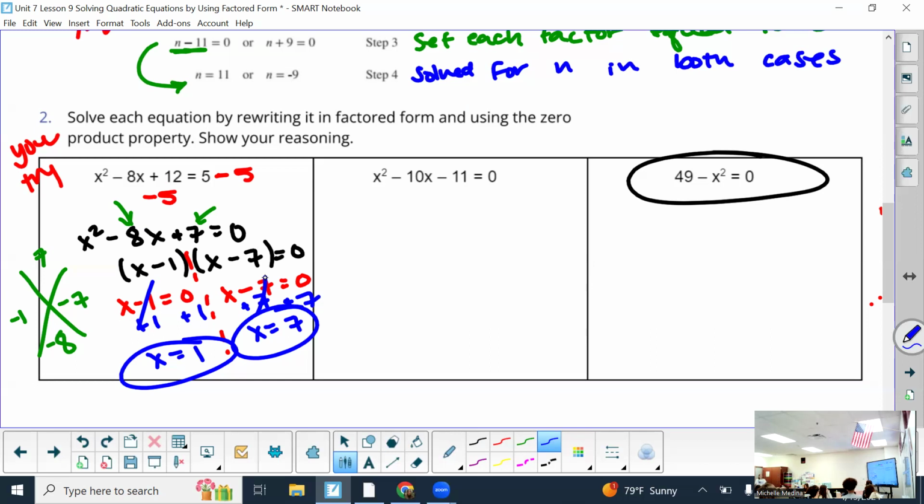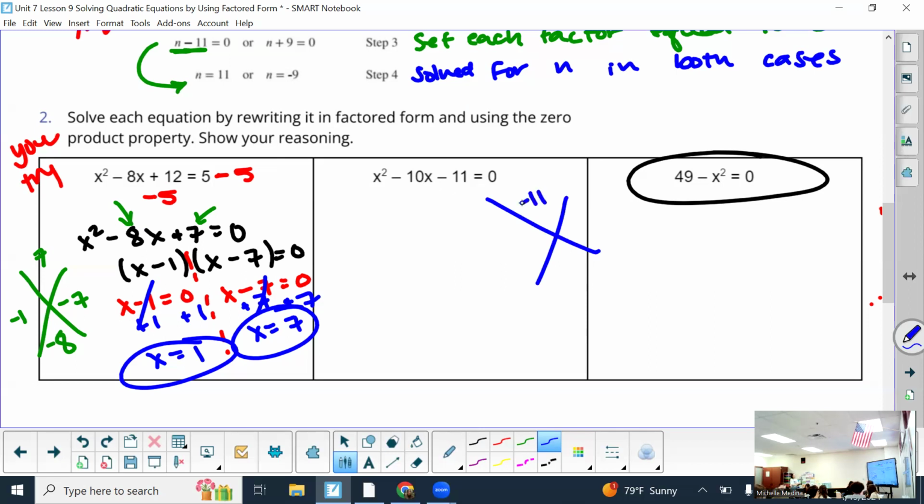Okay. So the next one, first, check: is it equal to 0? Great. I can skip that step then. It's already equal to 0. I don't have to do anything to make it equal to 0. So I can just go straight to factoring.